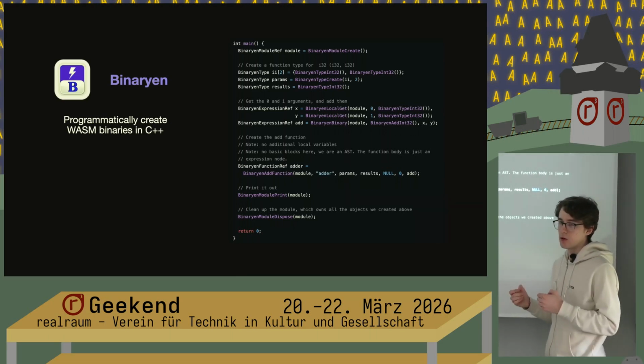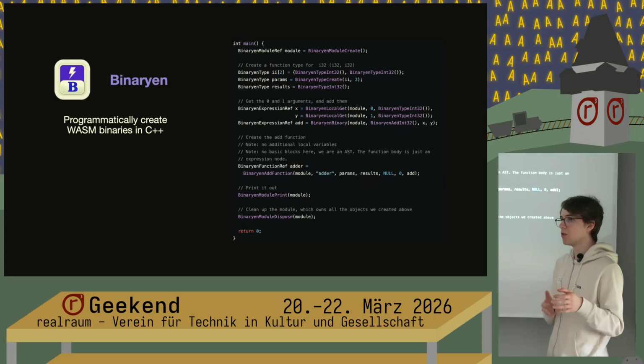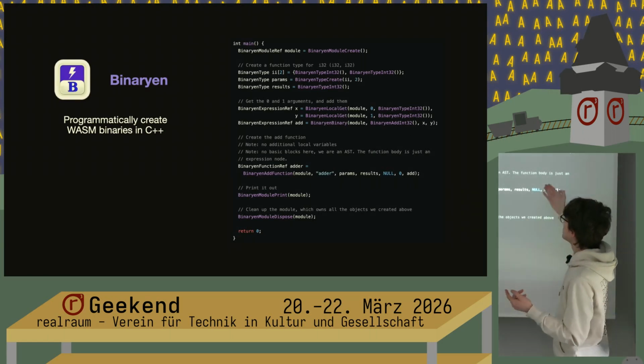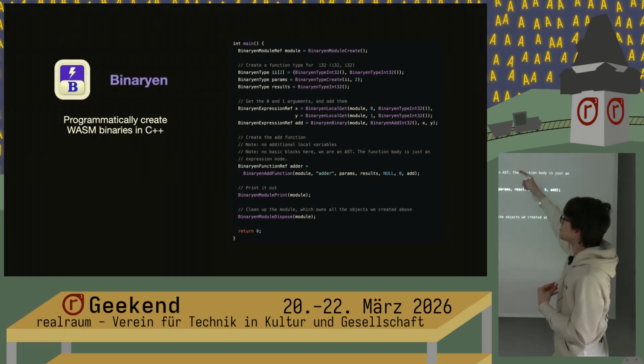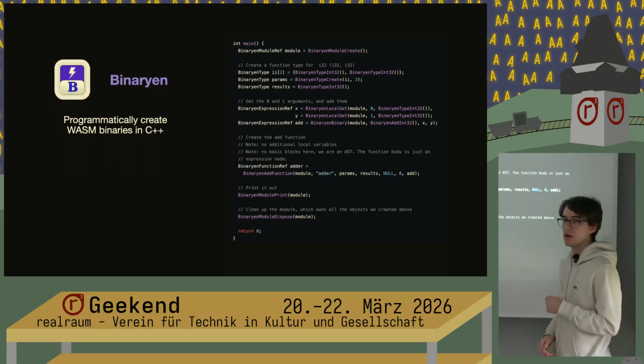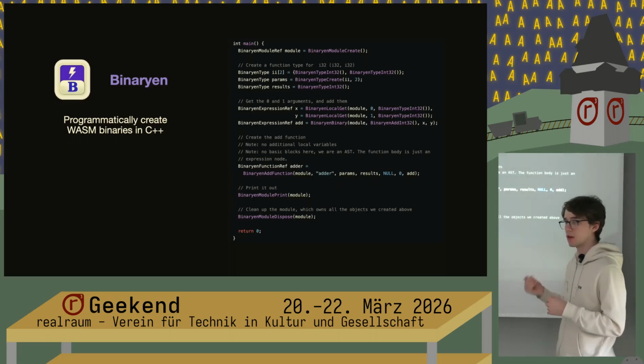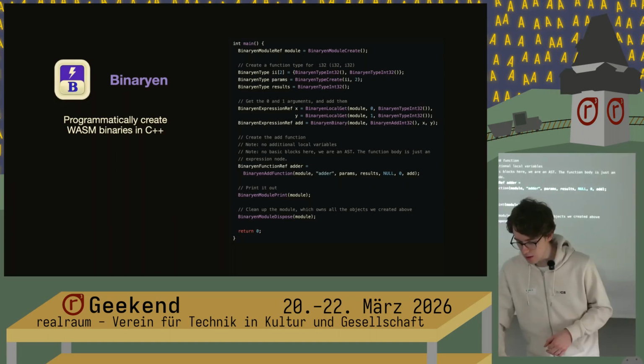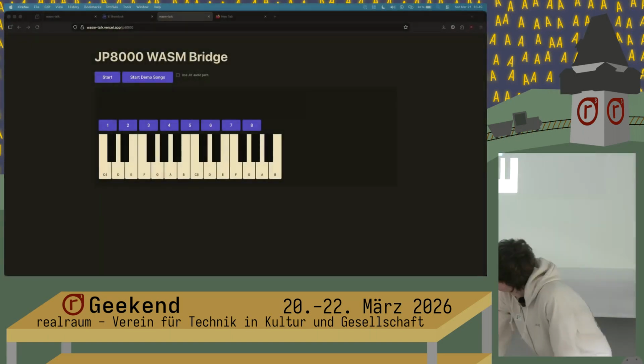For the original emulator, we used ASMJIT, which is a similar library that does the same, but for ARM and x86. This is similar, as in you can, with a bunch of function calls, generate a WASM abstract syntax tree and then just compile it into a WASM binary. And now we can try how well that worked.